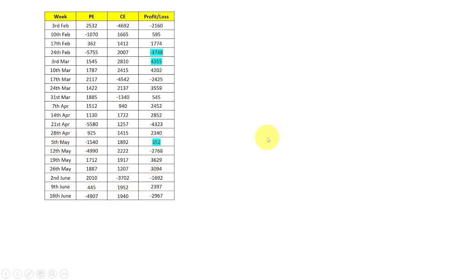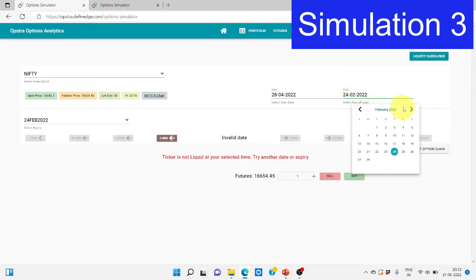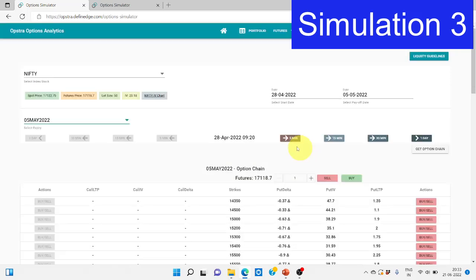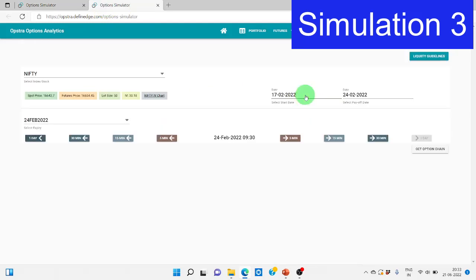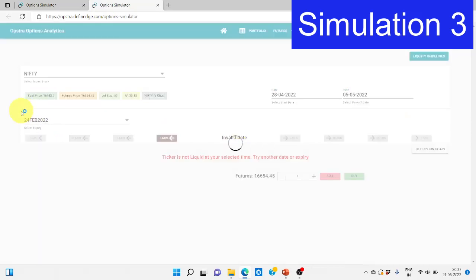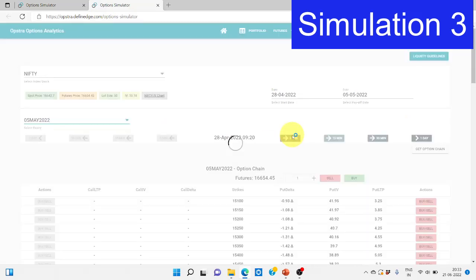Let me show 5th May as an example in Opstra. If it is 5th May, then we'll be entering on the last expiry of April, which is 28th April in this case. 5th May is the expiry day, so 5th May we'll set it up. Same thing let me do here as well. 28th of April we are entering. 5th May we are exiting, that is the expiry day. 5th May we are exiting.